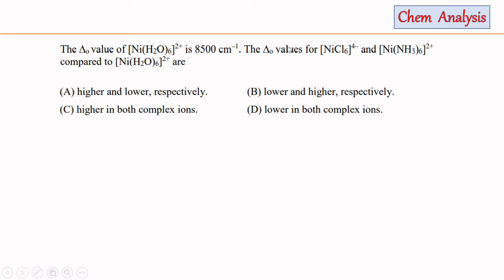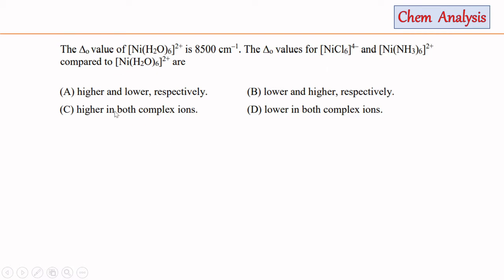We have to tell about the delta 0 values for these two complexes in comparison to Ni(H2O)6 2+. And to solve this question, we first have to know the order of the spectrochemical series, that is the order of these three ligands, that is chloride minus, ammonia and H2O.